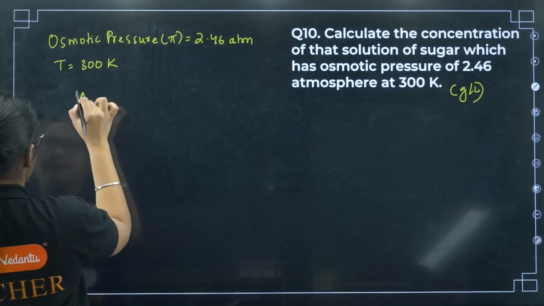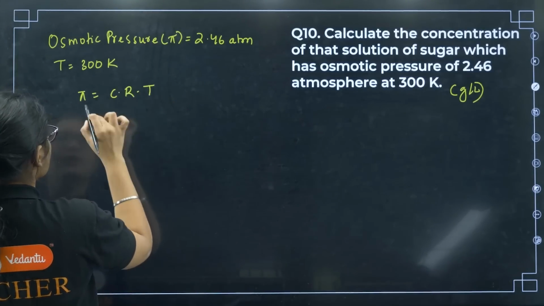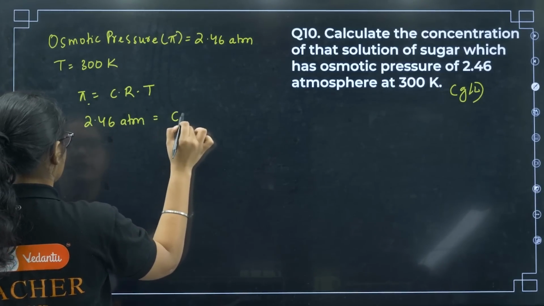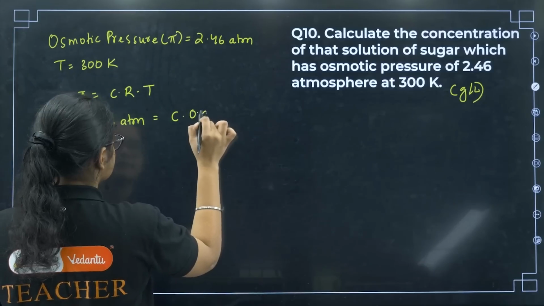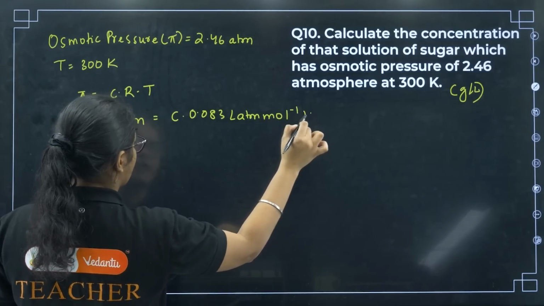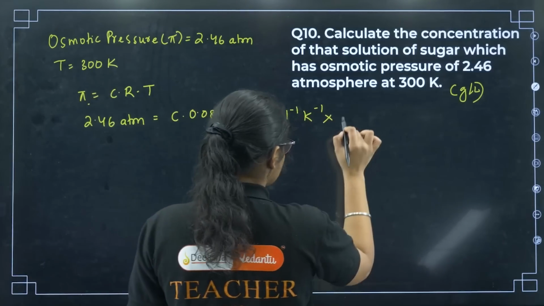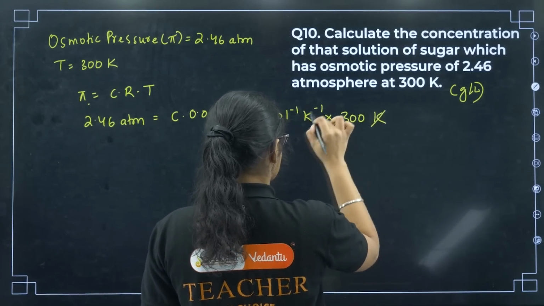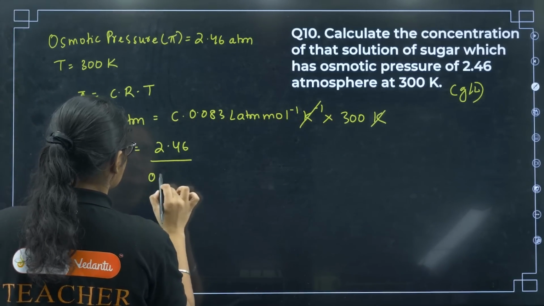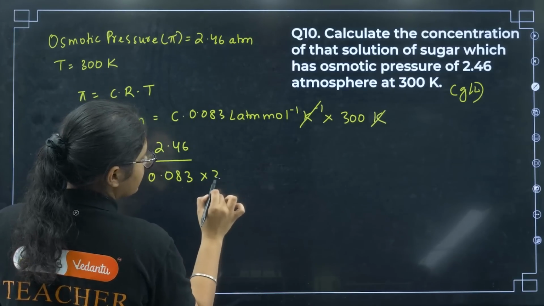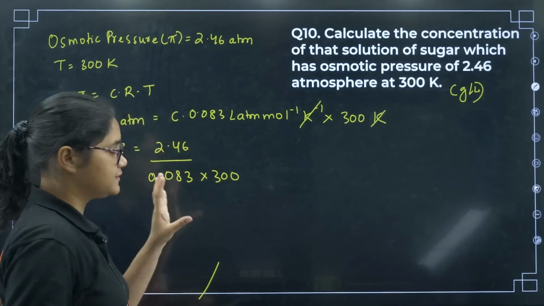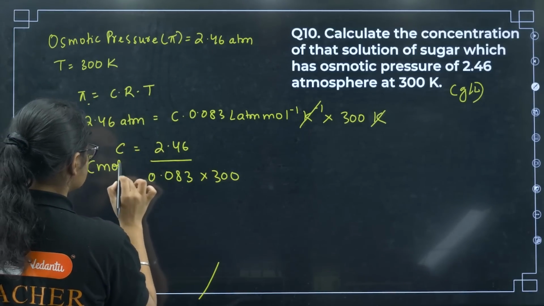Now I'll write the formula: pi is equal to C into R into T. Pi value is 2.46 atm, C value I have to calculate, R value is 0.083 liter atm mole inverse Kelvin inverse, temperature is 300 Kelvin. So now what is the value of C here? 2.46 divided by 0.083 into 300. Now if I solve this, you will be getting C in terms of moles per liter.